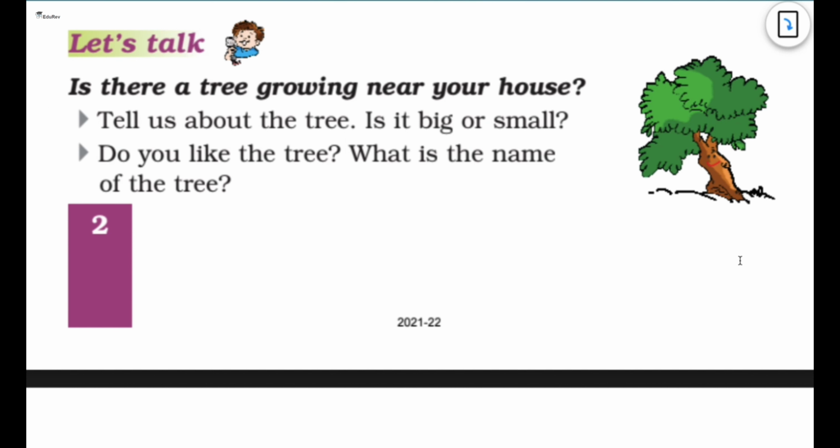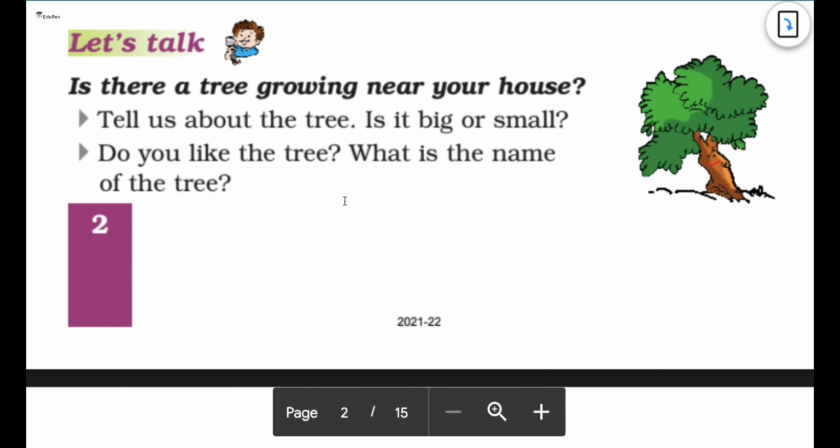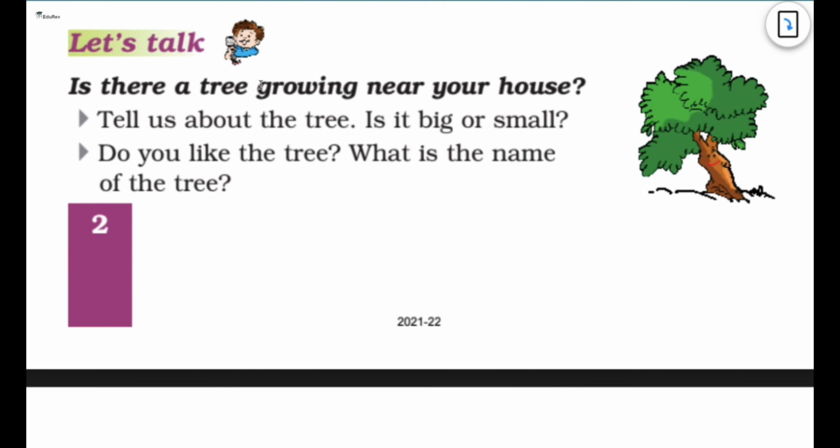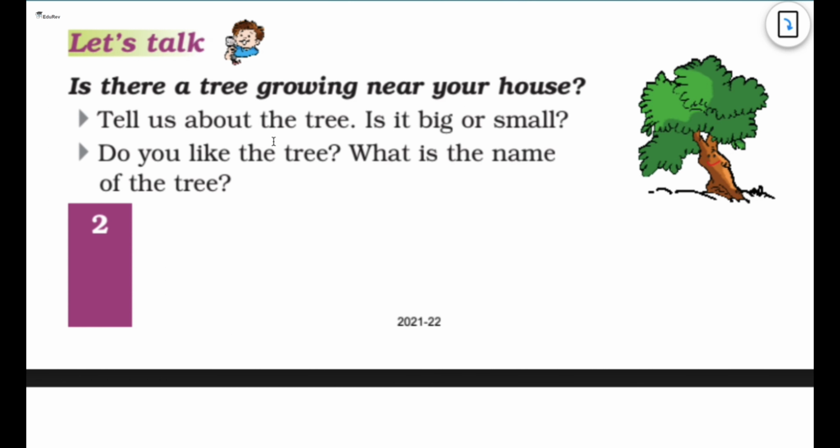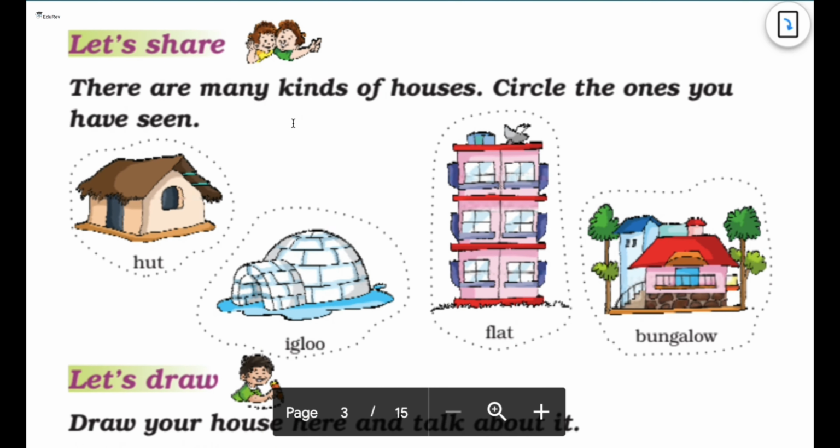Now, the tree which I can think of is the Ashoka, which is near my home, and it's a very tall tree. So, for me, the first question, is there a tree growing near your house, is yes. Whereas, tell us about the tree, is it big or small? I would say it's a big tree. The next question is, do you like the tree? What is the name of the tree? So yes, absolutely, I like the tree, and as I've told, the name of the tree is Ashoka. So let's move further.